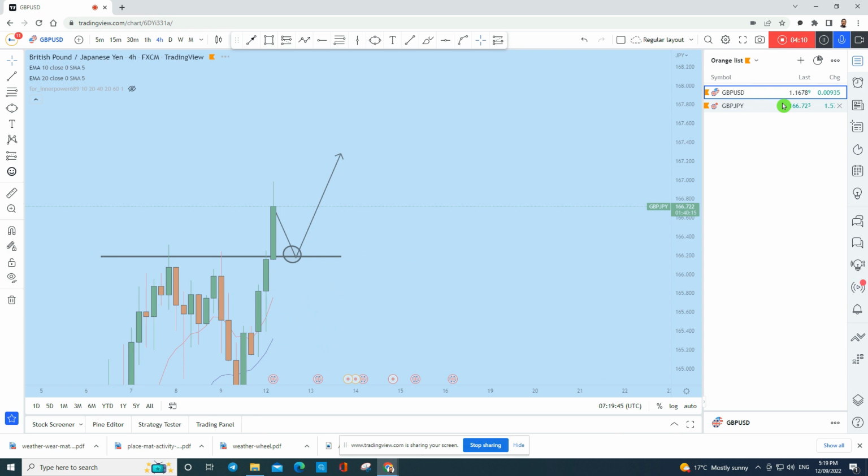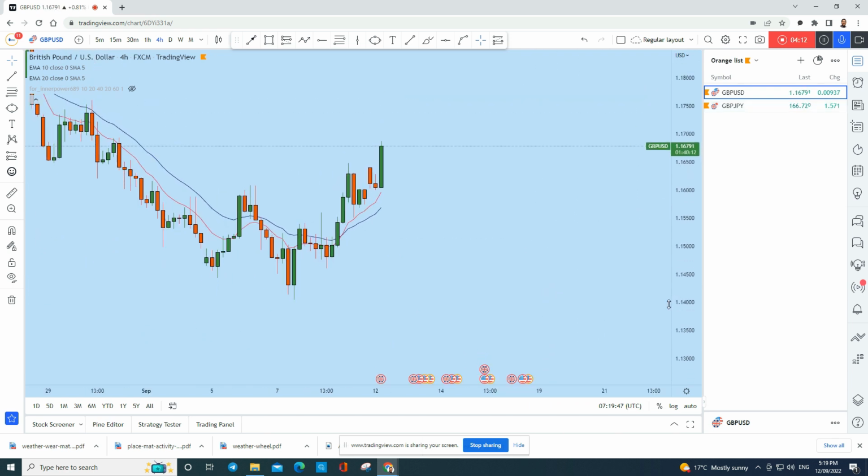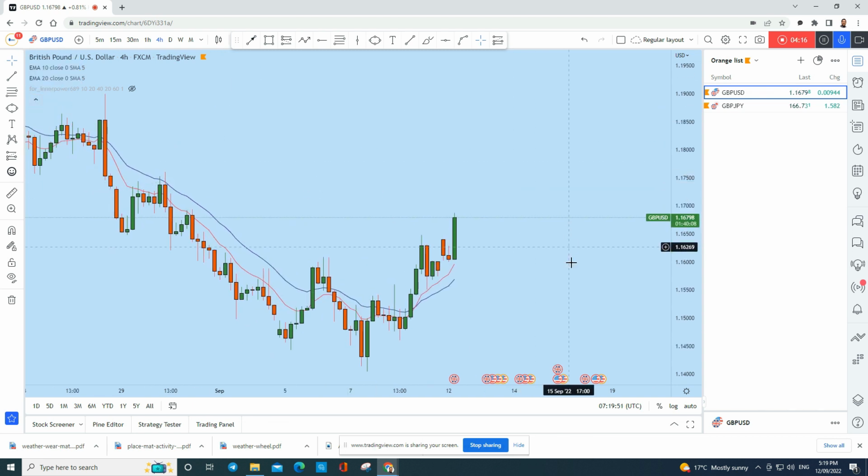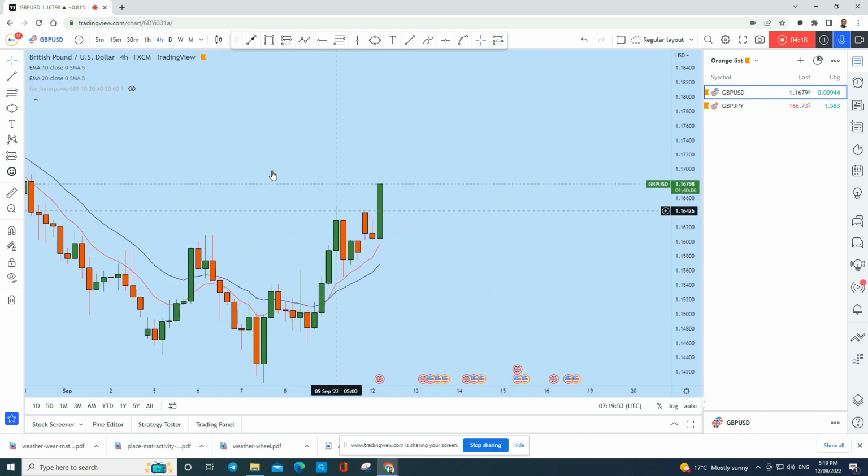Now let's look at GBP JPY. Now, pardon me, GBP USD. So we have finished GBP JPY. Now let's look at the GBP USD, how it is doing.